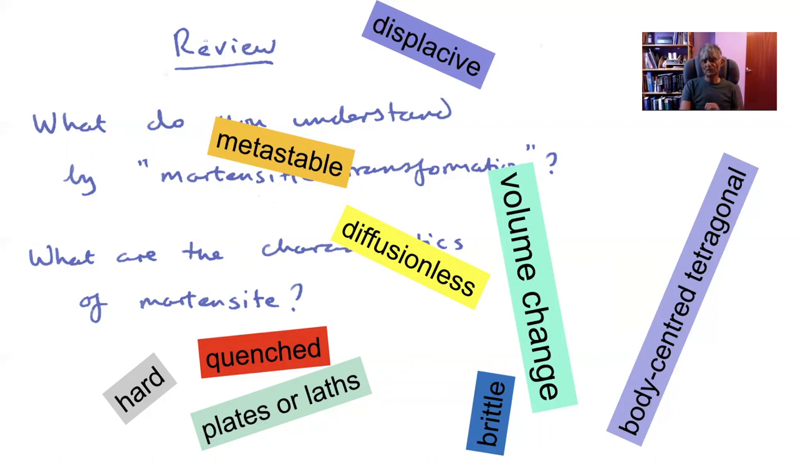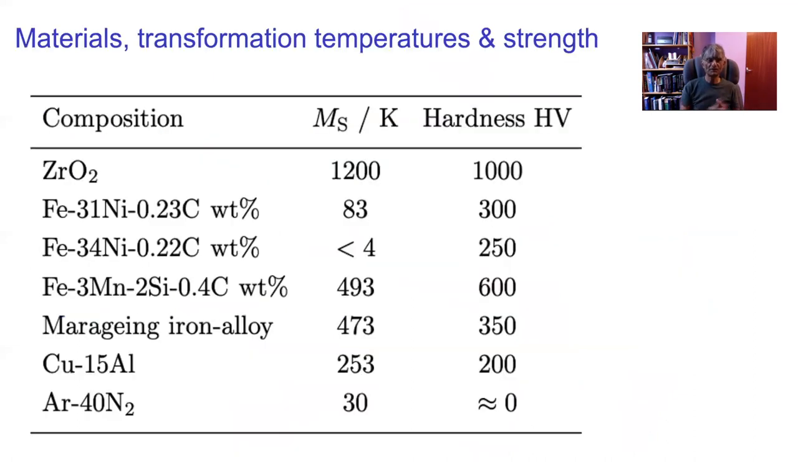Now, a common misconception is that martensitic transformations generally occur at low temperatures and mainly in iron alloys, and that martensite is hard. So here is a list of martensitic transformations in a variety of materials. For example, here we have zirconia, steels, a carbon-free alloy of iron, copper aluminium, argon nitrogen solid solutions. You can see that the martensite-start temperature can vary quite dramatically, but it can also be very, very low. The hardness need not be high. This is a particularly hard martensite with its large carbon concentration. This is not so hard, and the maraging alloy, which doesn't contain any carbon, is not particularly hard. So it's really the carbon that makes martensite hard.